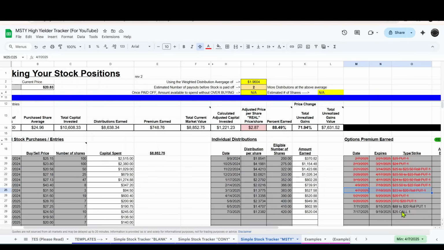Now this one here is a call, and that's saying that I'm willing to sell my shares at $25. And I've got one contract of that. So if it ever went up to 25 by September the 19th, then it will sell those shares at 25, right? But that's okay because that is above my current price per share, right? So that's all right. You definitely want it to be above this price here if you're selling a call.